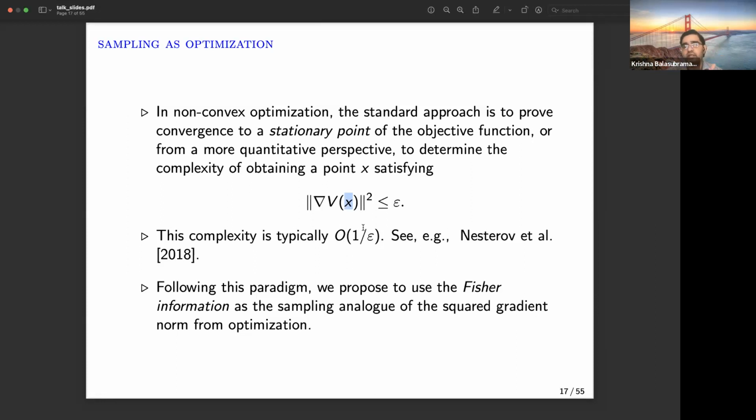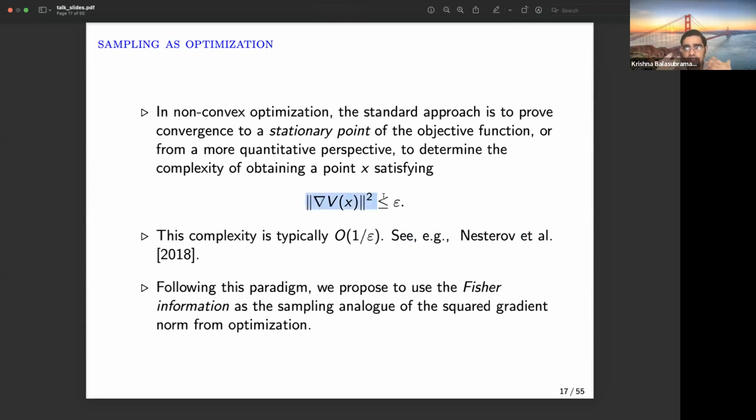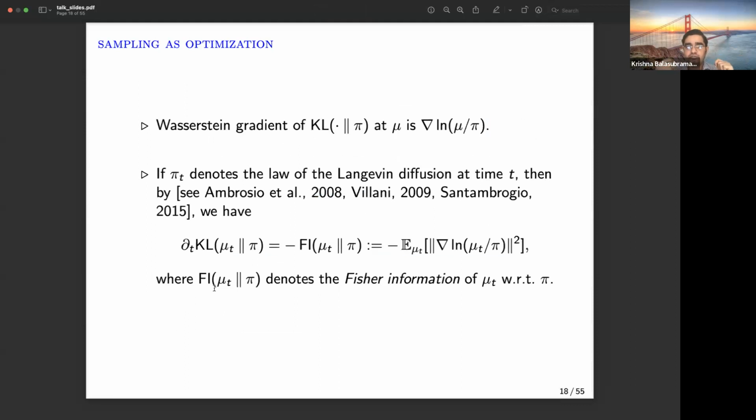So now we have to ask, what's the natural analog of this sort of convergence guarantee in sampling? It turns out your objective is the KL divergence, and the gradient of this objective is exactly grad log mu over pi. This is exactly what is called the Fisher information between mu t and pi. So this quantity is the analog of the first order stationary solution for non-log-concave sampling. Your question is, how many iterations should I run the algorithm so that the Fisher information between the tth step and the target distribution is less than epsilon, or up to some tolerance that you wish to allow? That will be our goal.